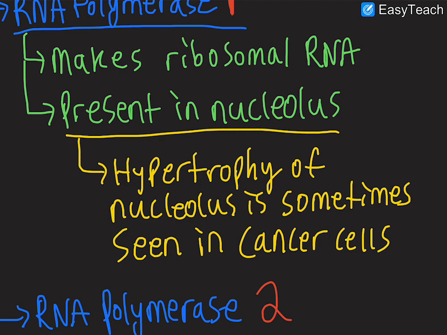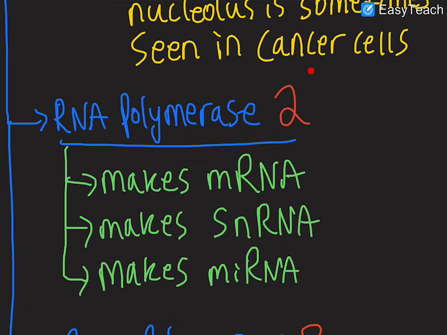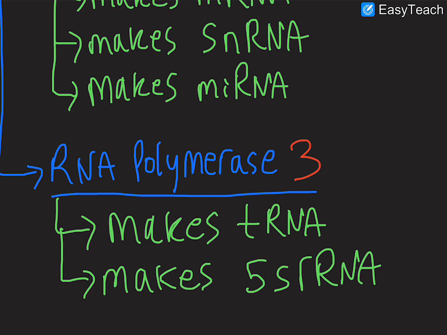The next type of RNA polymerase we should focus on is RNA polymerase type 2. RNA polymerase type 2 makes mRNA, small nuclear RNA, and microRNA. The last type is RNA polymerase type 3, which makes tRNA and 5S rRNA. Those are the three main types of RNA polymerases that we should know, and what they make. So let's move on.